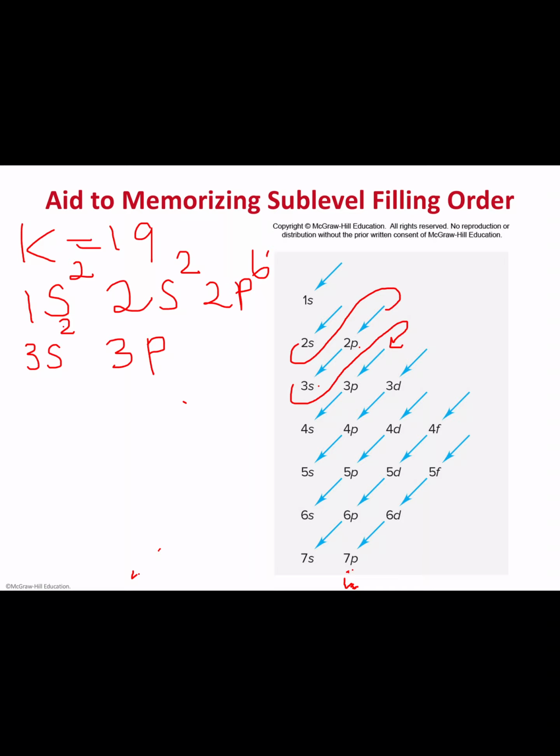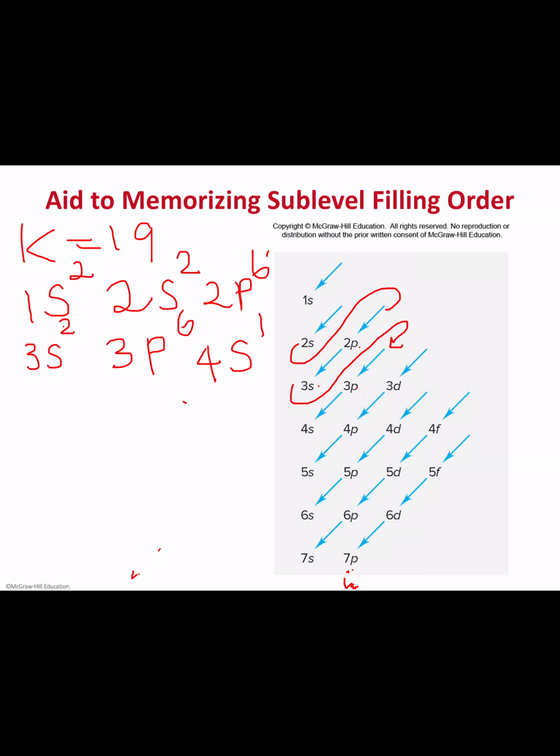So 3p can hold up to 6 electrons. So we need to fill up all the way to 6. Now we have 18 electrons. So what comes after 3p? It's the 4s. You see, after 3p, the arrow goes to 4s. So we need one more electron. So you're going to write 4s1. And that is going to be the full electron configuration for potassium.